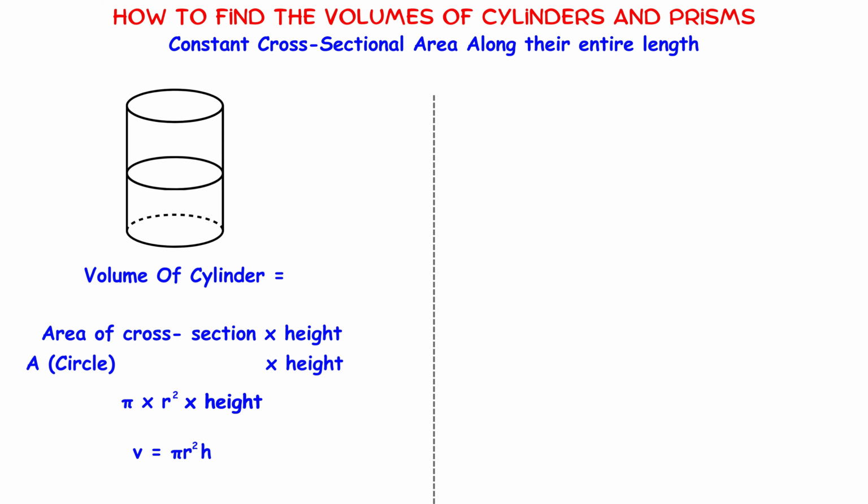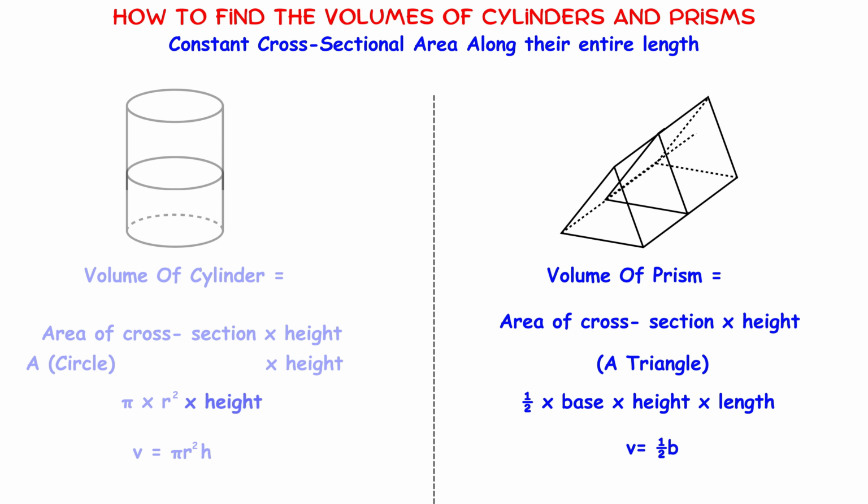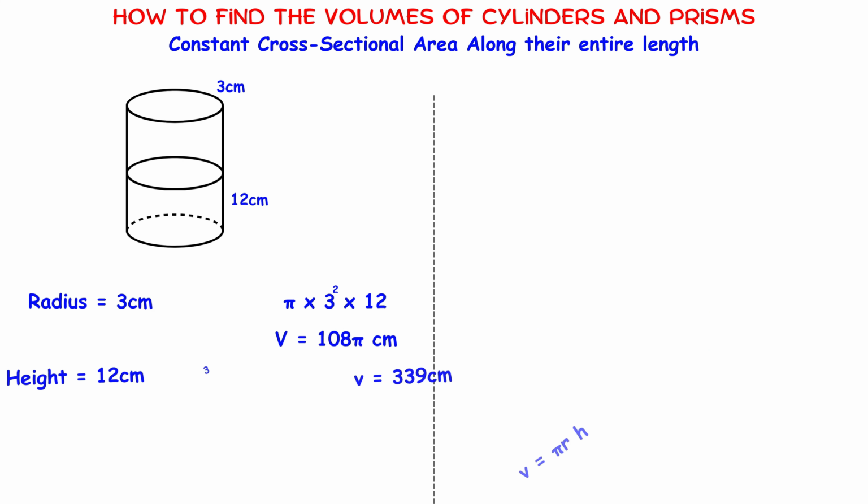So if we write that as algebra, we can shorten the formula for cylinders as volume equals pi r squared h. Meanwhile, for the triangular prism, which has a triangle as its cross-section, we'd do 1/2 times base times height, because that's how you find the area of a triangle, times the length, and we can shorten that to volume equals 1/2 bhl.